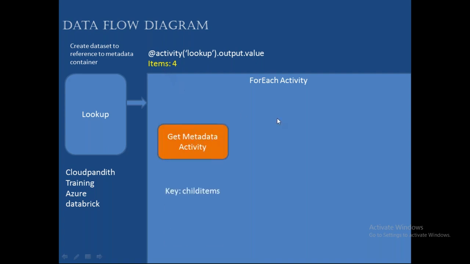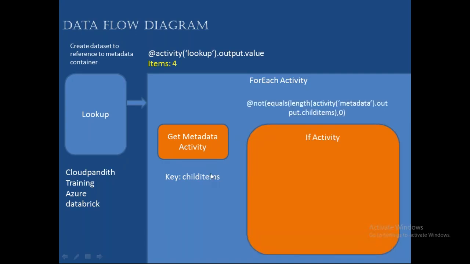In the get metadata activity, the key is child items. Child items means, let's say I pass Cloud Pandit as the container name. I will pass it to the get metadata activity data set. This data set will go to the Cloud Pandit container and check how many items we have in it. It will just get all the file names. Once I get those file names, I will pass them to the if activity.